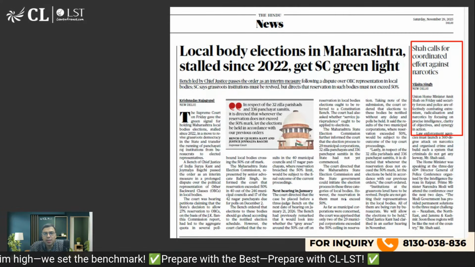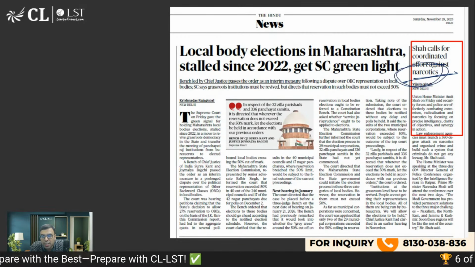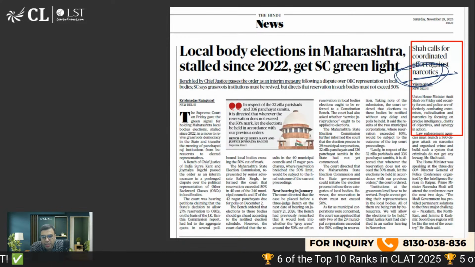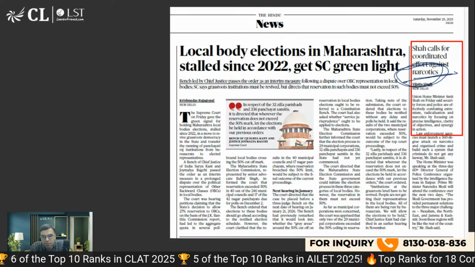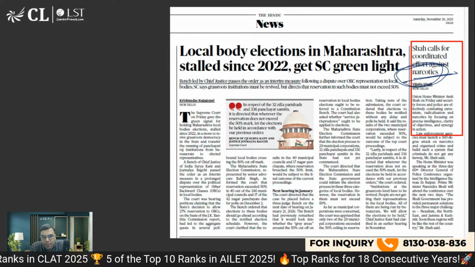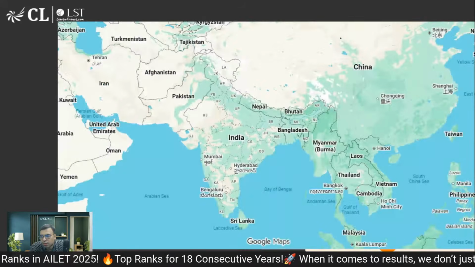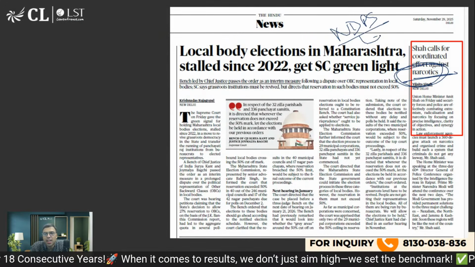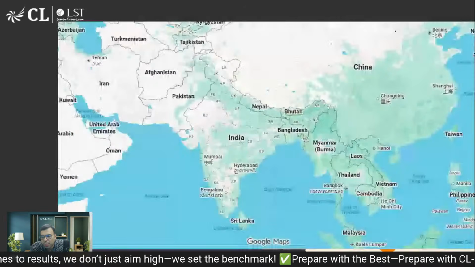Now, let's talk about this. Shah calls for coordinated efforts against narcotics. So what is the law? Can anyone tell me, is there any law or any agency made to fight narcotics? Anyone? We have a law called NDPS, the Narcotic Drugs and Psychotropic Substances Act, and under this, the NCB, Narcotics Control Bureau, has been made. I'm sure you must be aware of that.